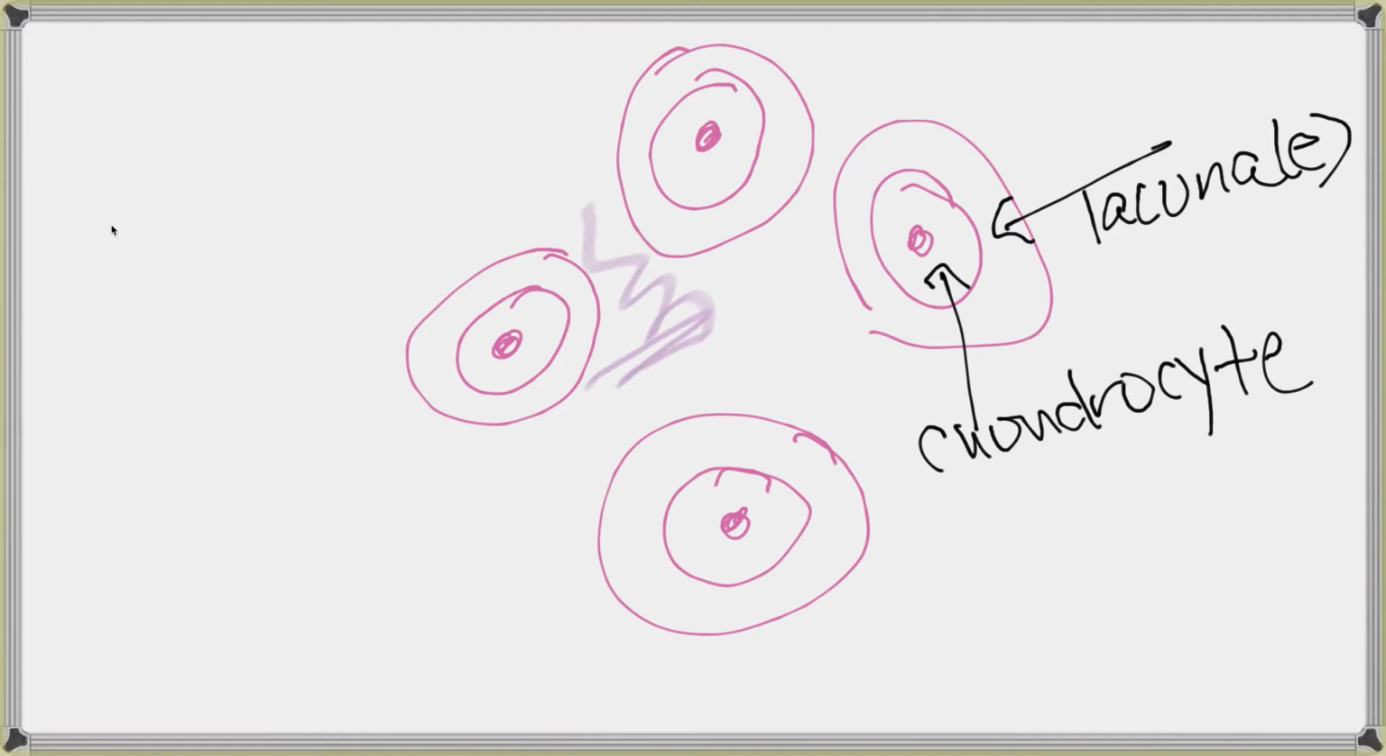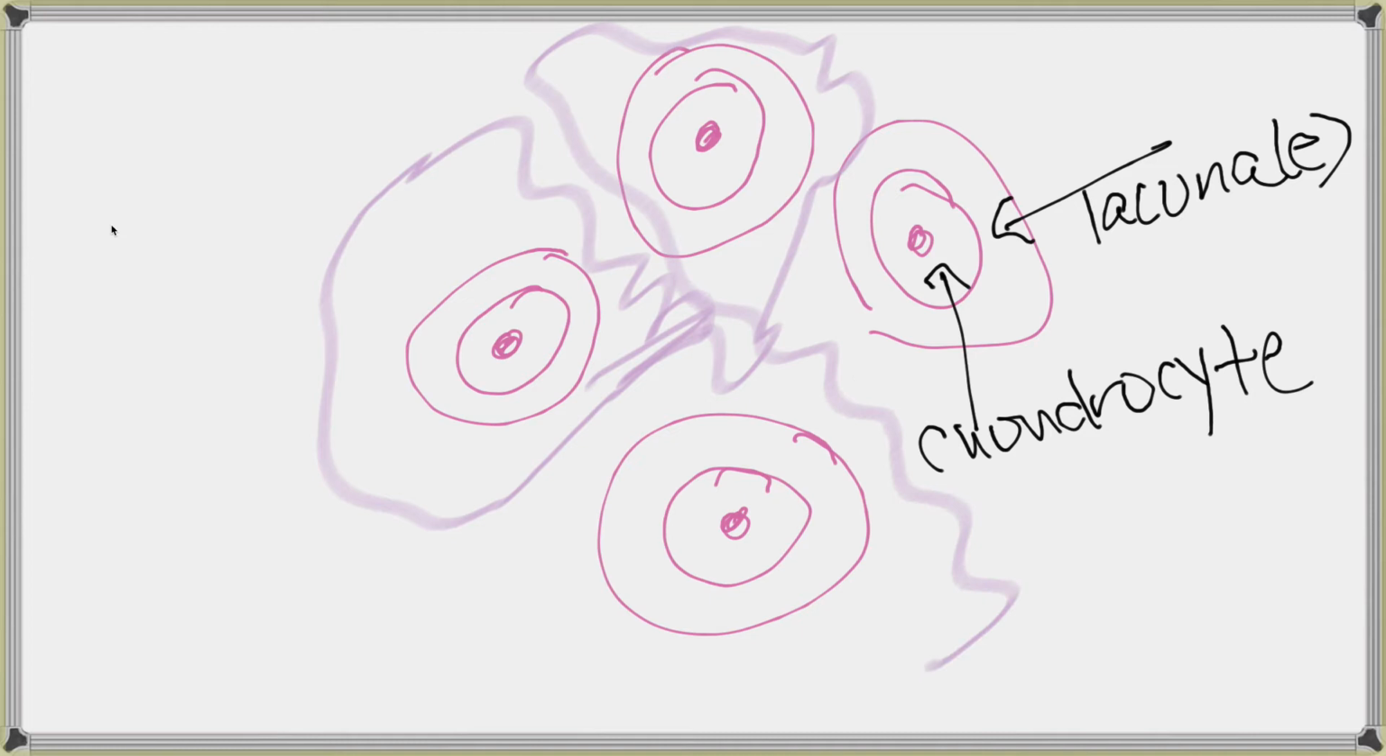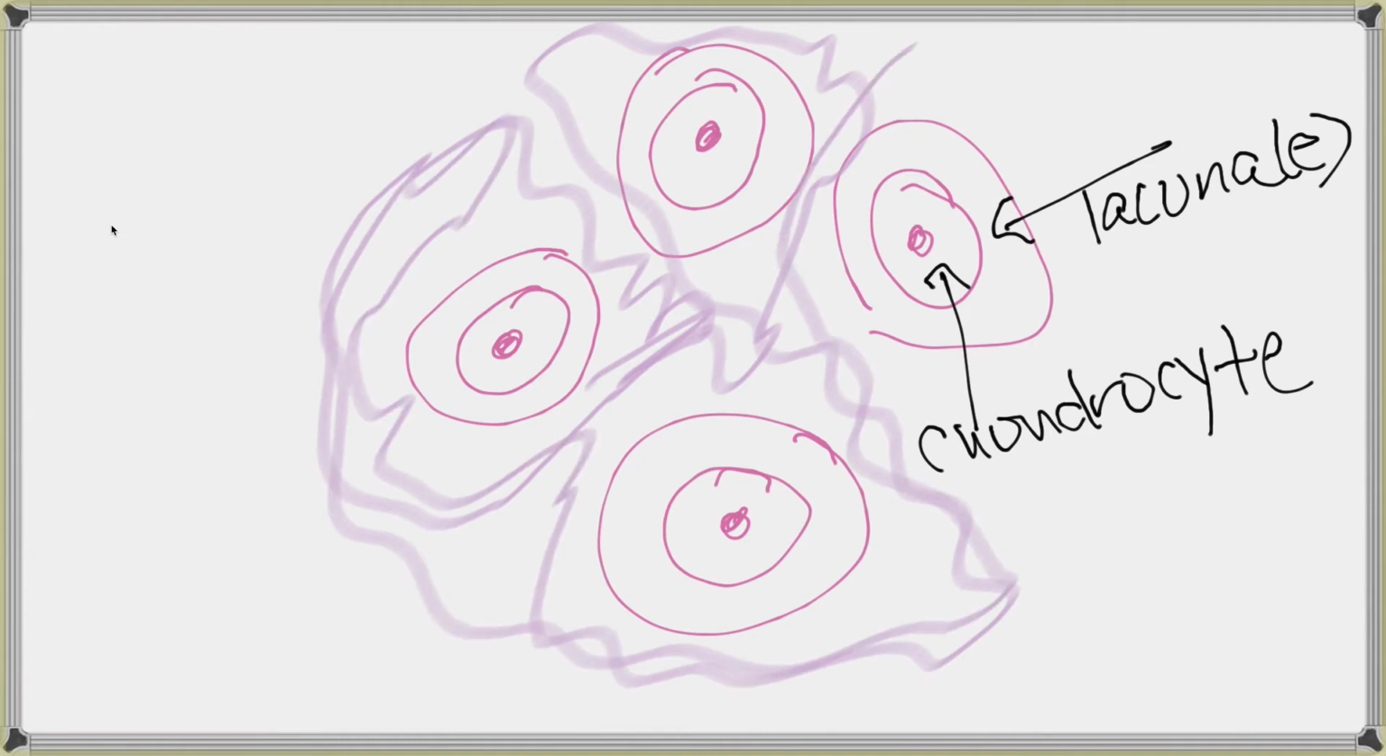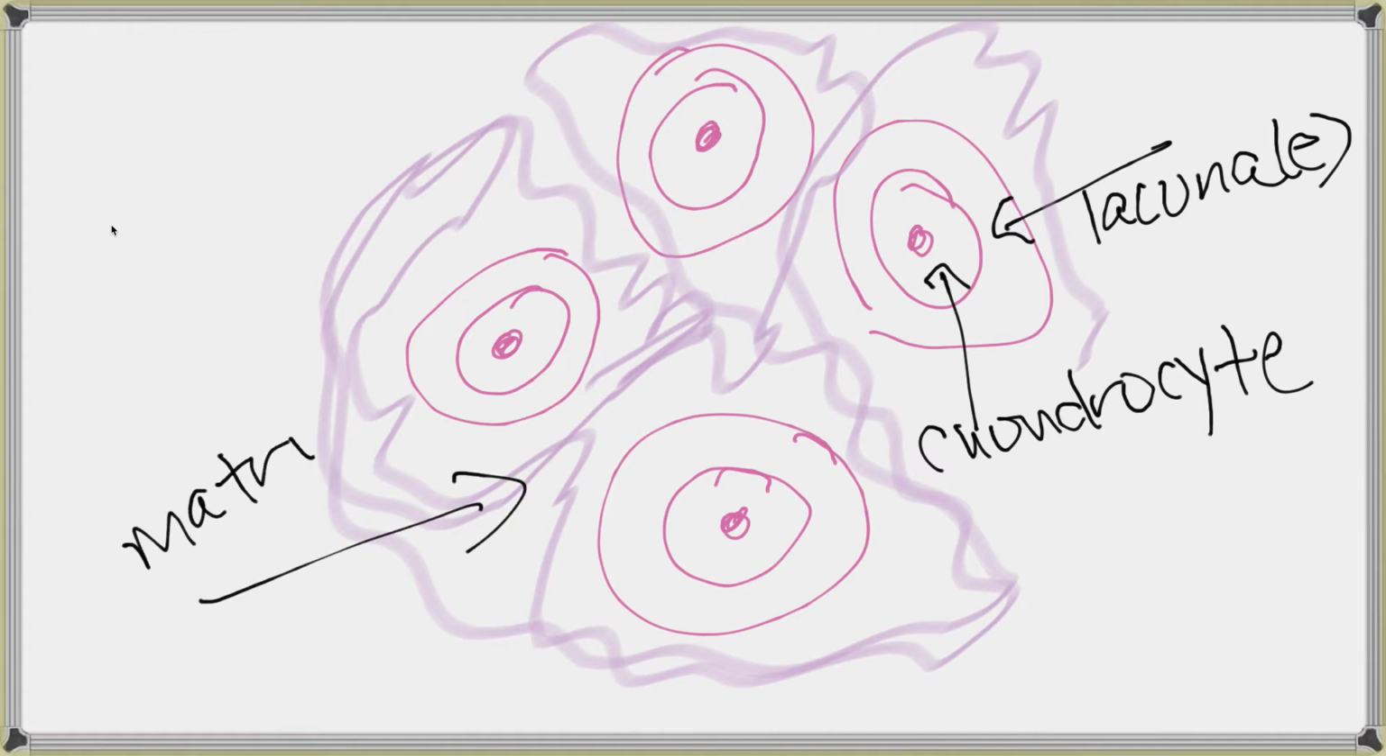All of this stuff out here is the matrix. So all of this out here is the matrix. And in some of the cartilages, you have visible fibers in the matrix, and in some of them you don't.